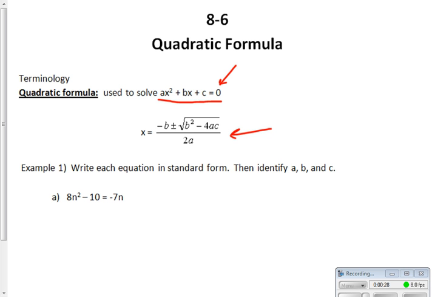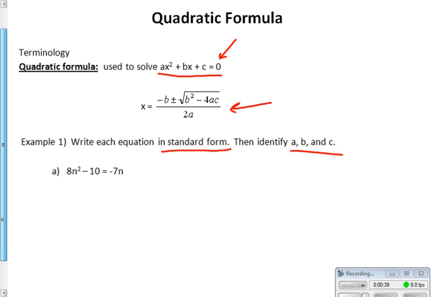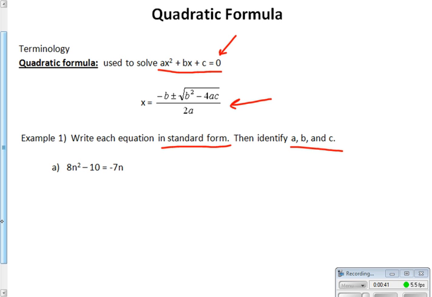So in example 1, what you need to first do is write this in standard form. Once you write it in standard form, you need to identify your a, b, and c terms. Now, the whole reason why we use the quadratic formula is to find your x-intercepts. So the first thing that we'll want to do is go ahead and write it in standard form.